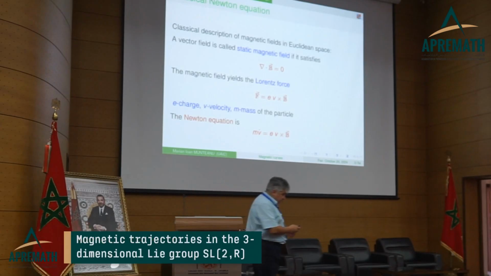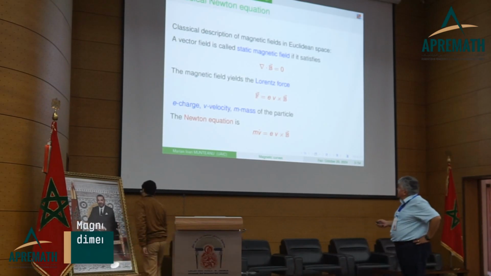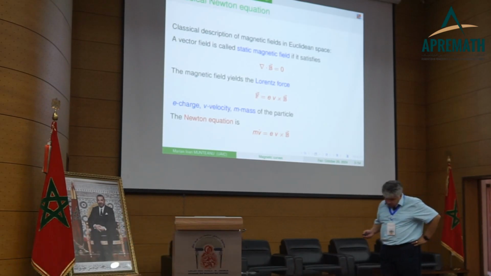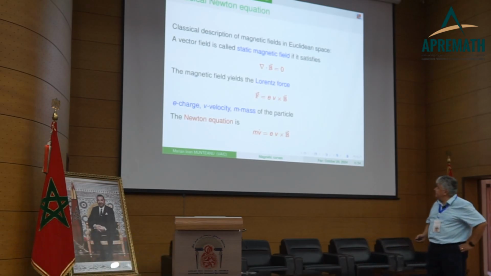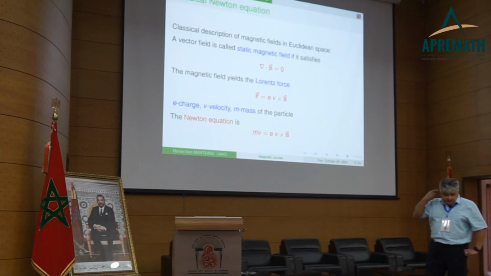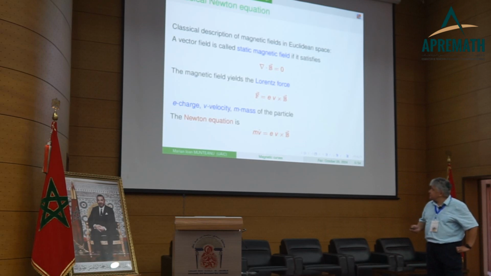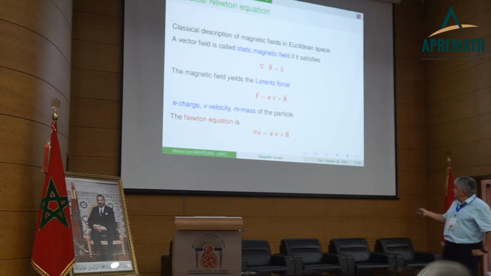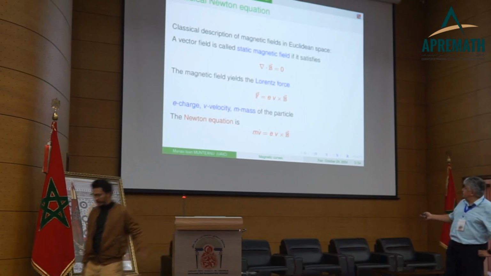So what is a magnetic curve? It starts from physics. A classical description in Euclidean space: we have a static magnetic field, so it is a vector field with zero divergence, and we have this Lorentz force. E is the charge, V is the velocity, M is the mass, and the Newton equation writes like this.